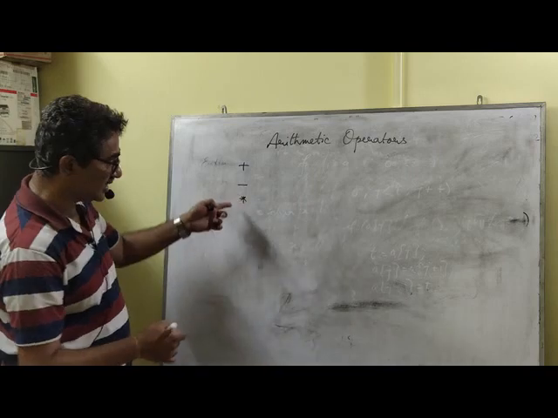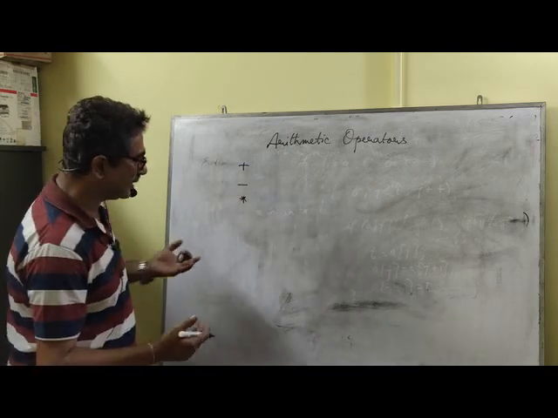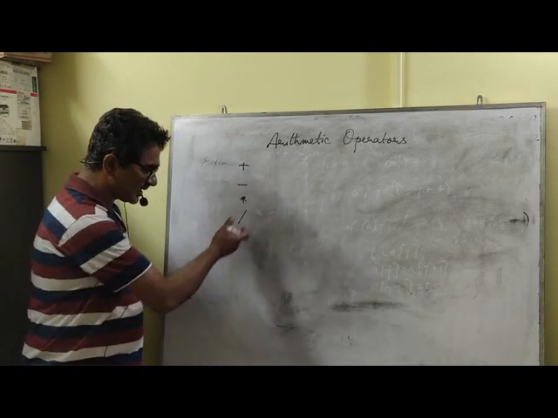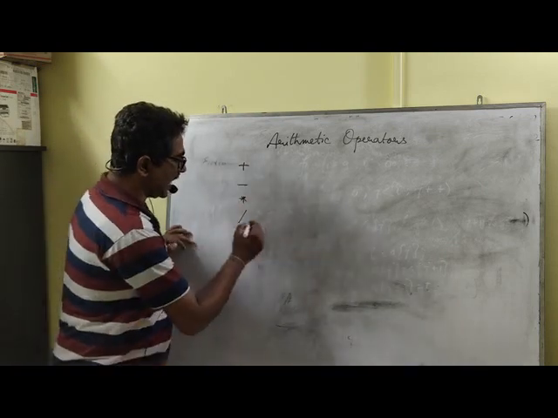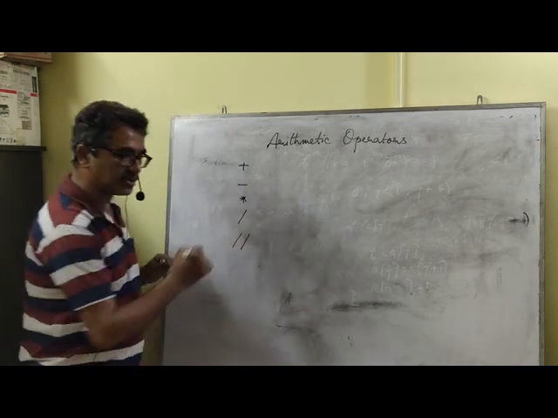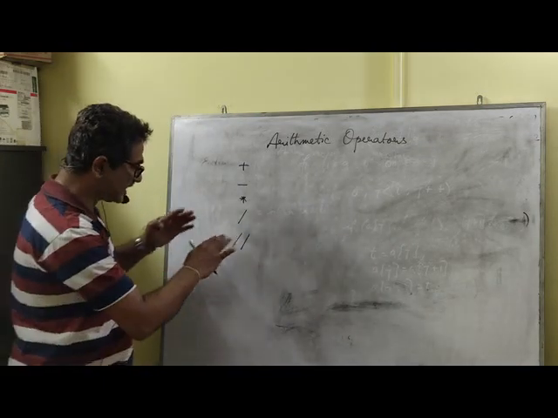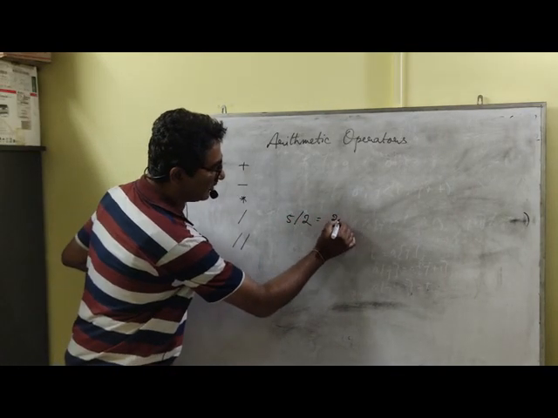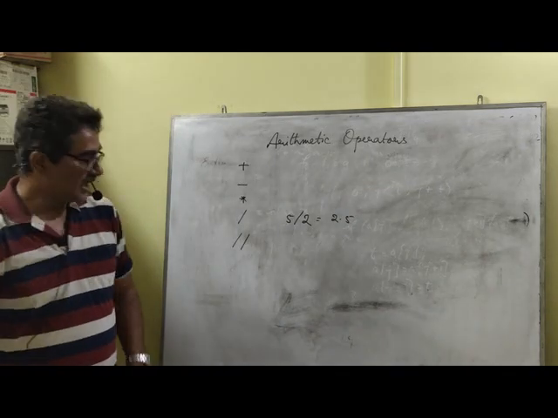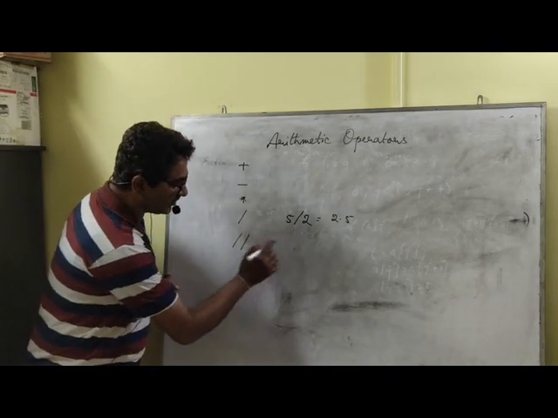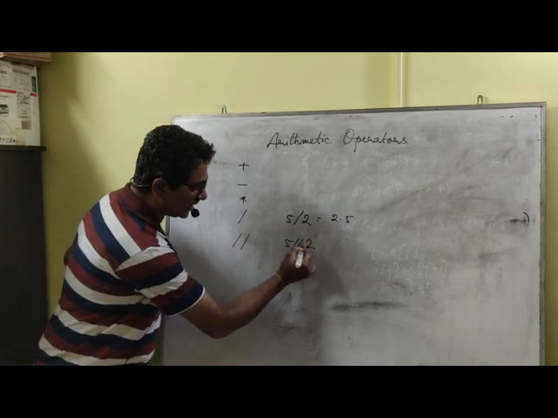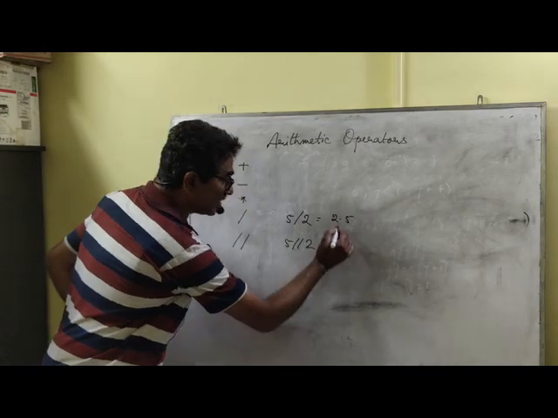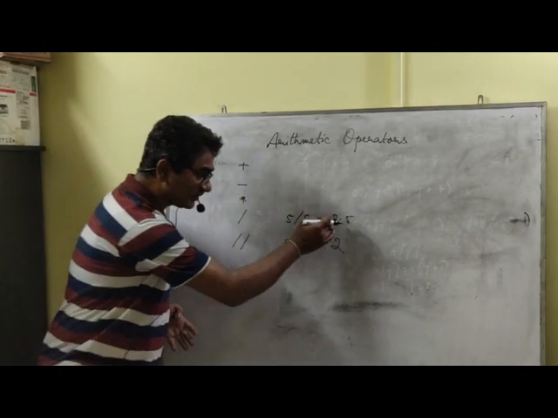Asterisk for multiplication, the star symbol which is used for multiplication. Slash for division. Remember the slash is front slash. And then we have double slash to indicate integer division. Now, let me tell you the difference. If you write 5 divided by 2, you are going to get 2.5. However, when it comes to integer division, if you write 5 divided by 2, with two slashes, it's going to give you 2 instead of 2.5.